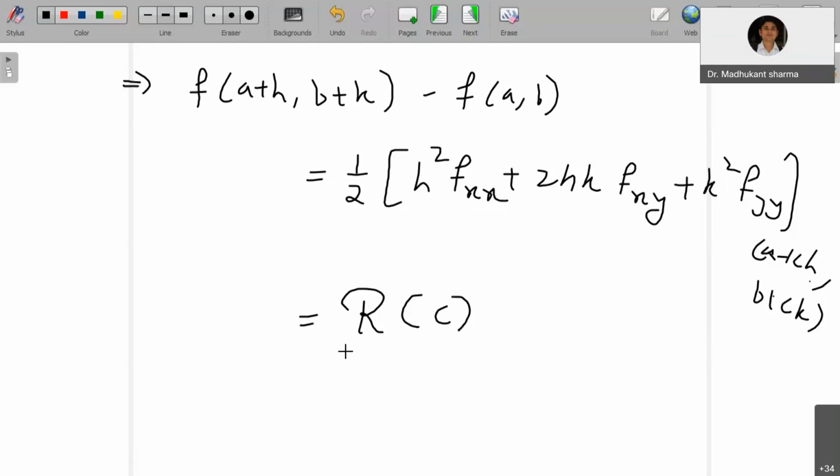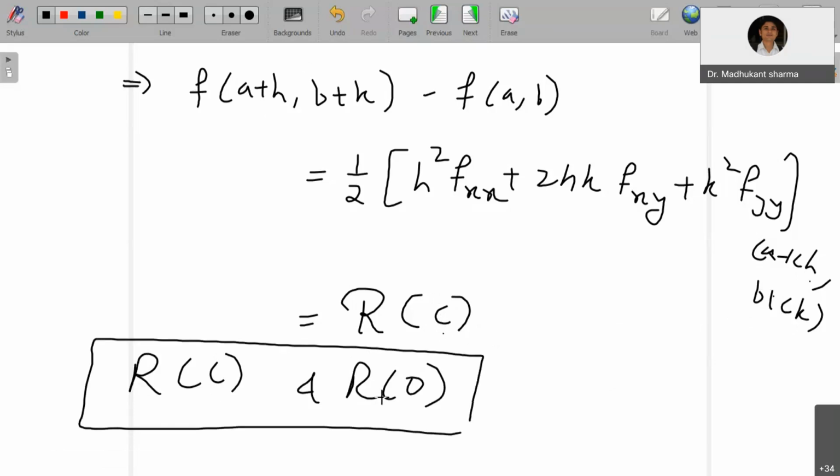Now note that c will not harm this. You can choose h and k sufficiently small so that R of c and R of 0 will share the same sign. You can choose h and k in such a fashion, and we should discard c because we don't want to be stuck with a new parameter c. So we use the fact that you can choose h and k however small so that R of c and R of 0 share the same sign. Our interest is now to predict the sign of R of 0.